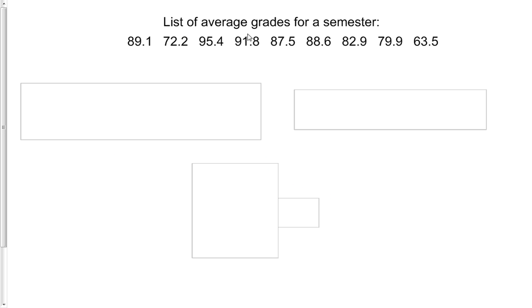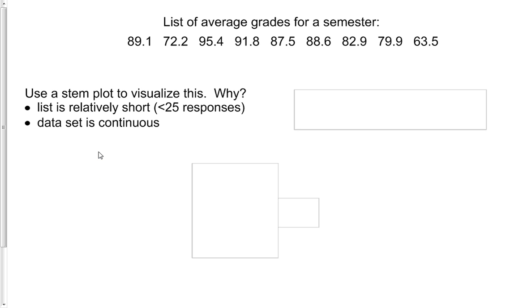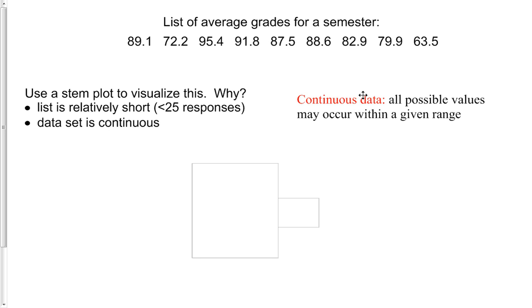In this next example, we have a list of average grades for a semester. We have 89.1, 72.2, and so forth here. This time around, we're going to use something called a stem plot to visualize the data. And here's why. The list, again, just like the first list, was relatively short, less than 25 responses. Here it looks like we only have about 9 or 10. And this time, though, the data set is not as discrete, it's more continuous. And when I say continuous, it means that all possible values may occur within a given range.